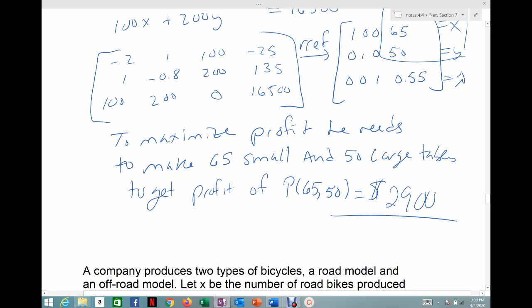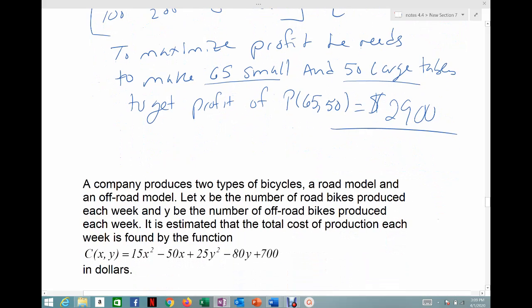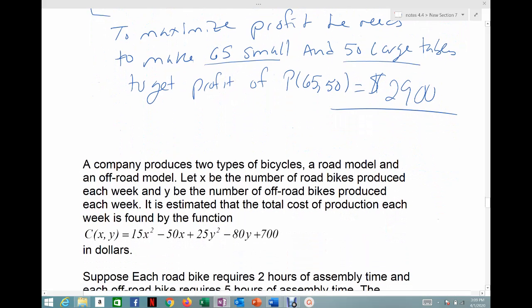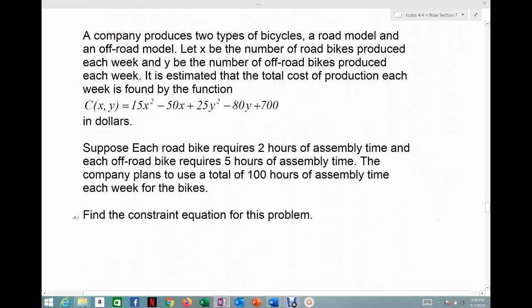This is optimum profit when he sells 65 small and 50 large, once he's covered his costs. Remember, profit also includes covering costs. It seems kind of small, so you should always double check me. Alright, the last one. And then we still have another set of notes for this section.